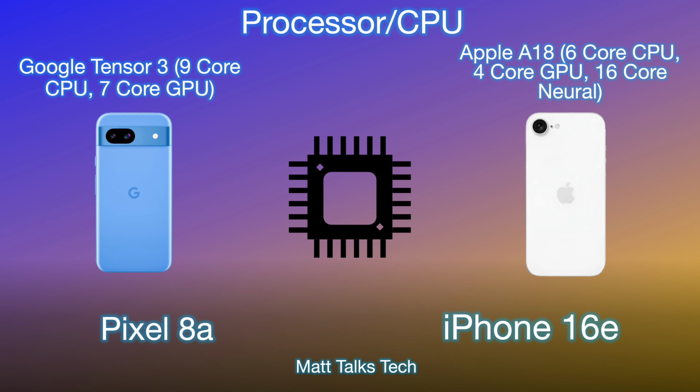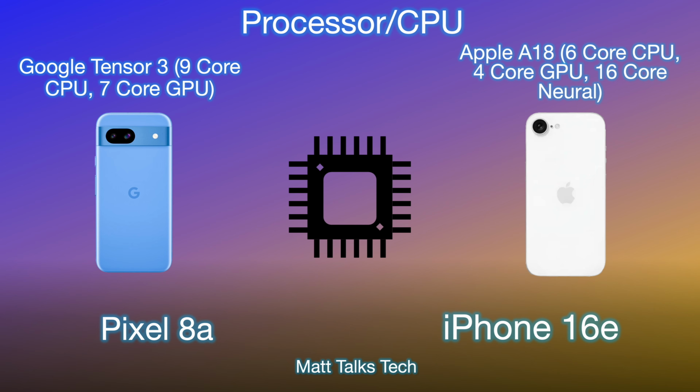And the iPhone 16e has a 6-core CPU and a 4-core GPU. It's actually a binned version of the A18, which normally has 5 cores. There's also the 16-core Neural Engine. I couldn't find the information for the Tensor 3's neural engine, NPU cores, on that one. Now you'd think realistically that obviously the Pixel 8a is going to be way ahead here, especially since it's got more cores.